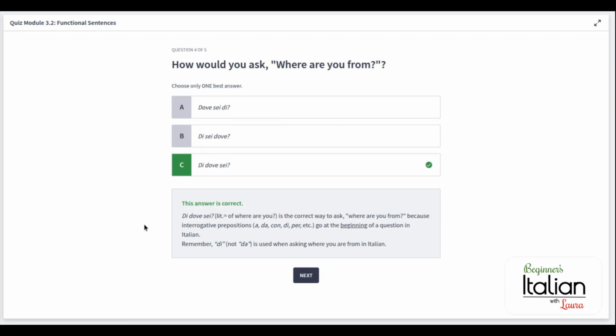Okay, so the correct answer is di dove sei, literally, of where are you? And that's the correct way to ask, where are you from? Because interrogative prepositions, a, da, con, di, per, etc., go at the beginning of a question in Italian. Remember, di, not da, is used when asking, where are you from in Italian?